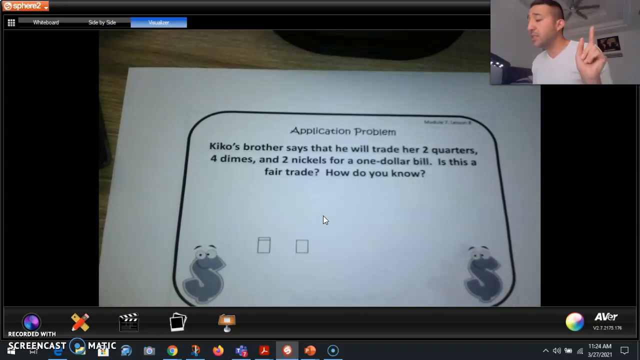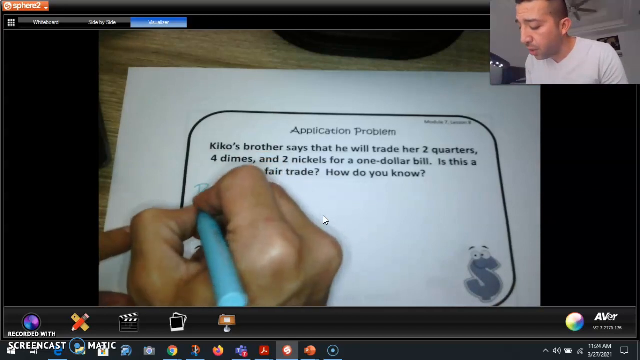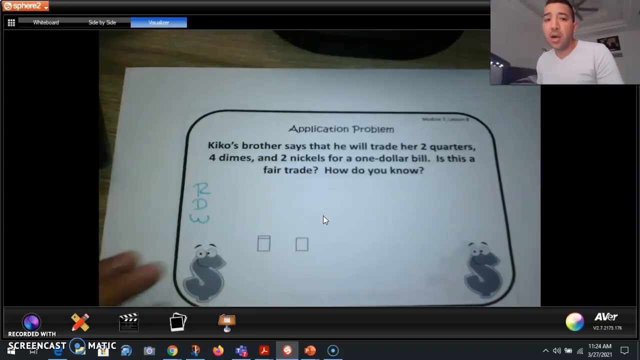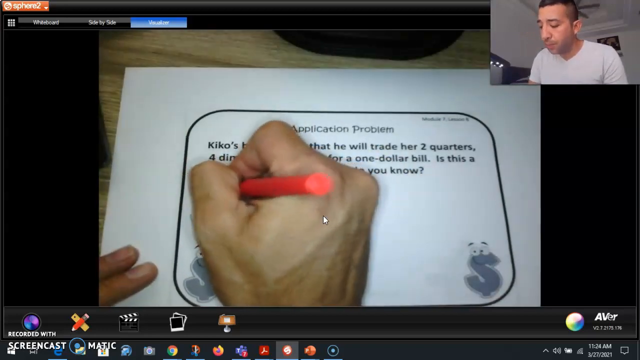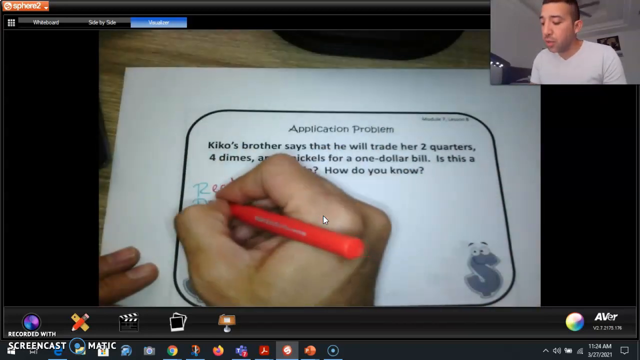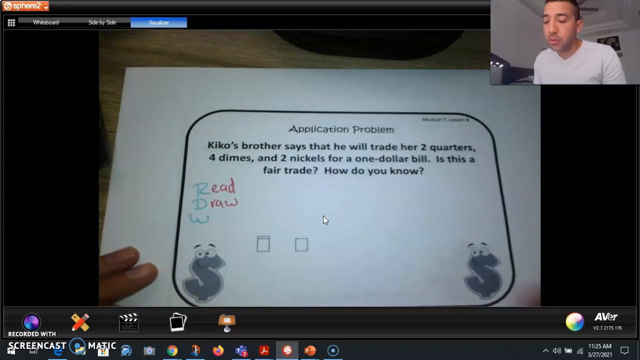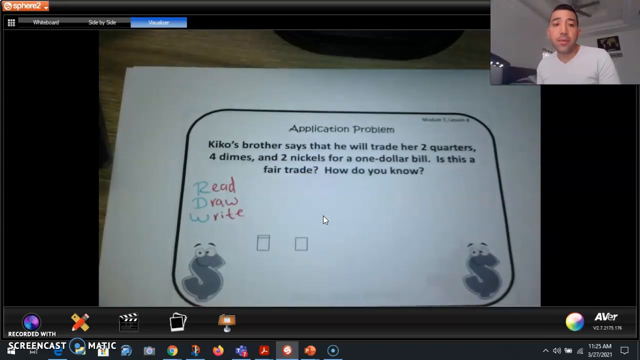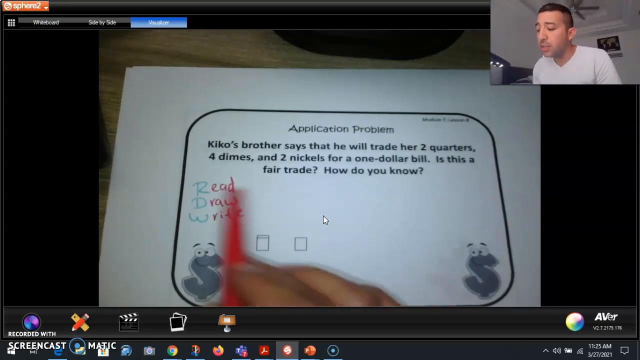You already know that whenever we work word problems, we have to follow the RDW process. Go ahead and write it on the side. R stands for read, D stands for draw, and W stands for write. That is something we already know because we have been working on this before. So now let's read it again.